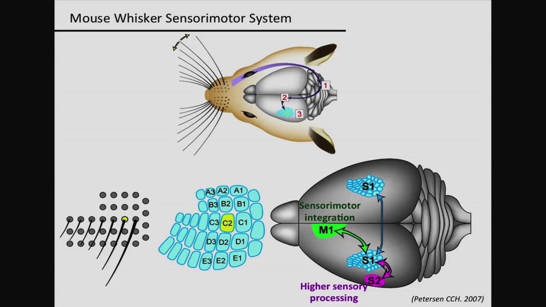To address this, I have been using the mouse whisker system to investigate these long-range circuits. Mice use their whiskers to navigate and sense their way around the environment. Tactile information travels in from the sensory nerve through the brainstem, through the thalamus, and ends up in the primary somatosensory cortex, or the barrel cortex. In the barrel cortex, there's a nice topographical organization where individual whiskers correspond to specific populations of neurons, which people call a barrel column. In turn, primary somatosensory cortex sends long-range connections to primary motor cortex and to secondary somatosensory cortex.